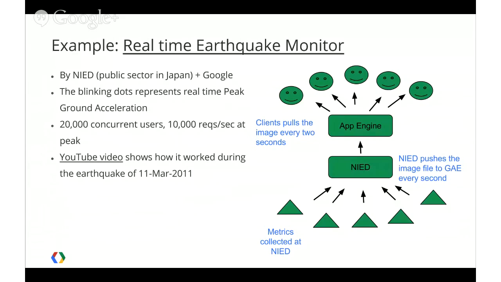Typically, you can see up to 20,000 concurrent users, and because they throttle the average request to every 2-second updates of an image, you'll see about 10,000 requests per second. And this is at peak. So, you know, something like the Fukushima disaster on March 11th of 2011. And I'll show you this as well in the video.